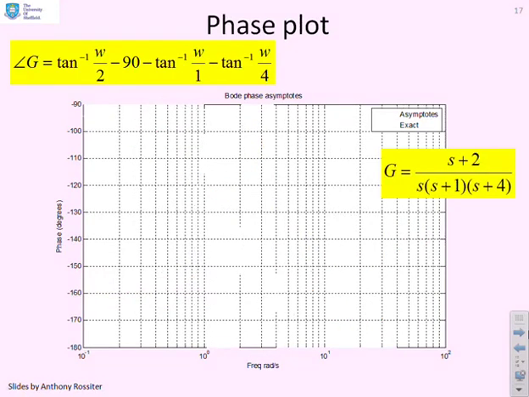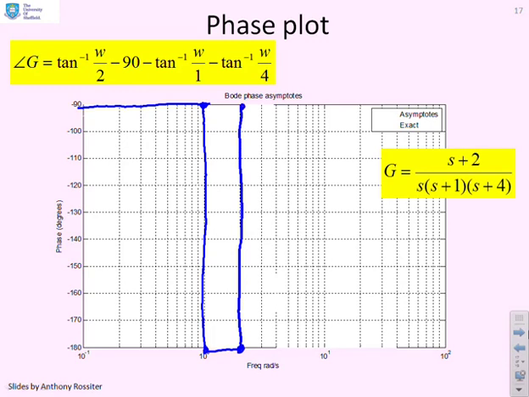What about the phase plot? I can use a very similar insight. So it starts at minus 90 because of the integrator. I get to the first factor, which was a pole, so I now go down to minus 180. I then get to the next one at 2, which was a 0, so I go back up by 90 degrees. I then get to the next one, which is a pole, and I go down.